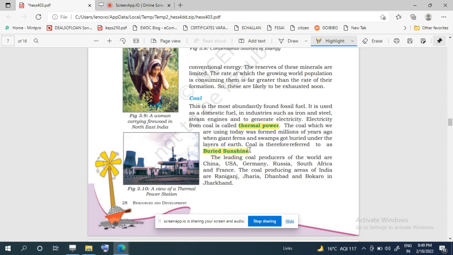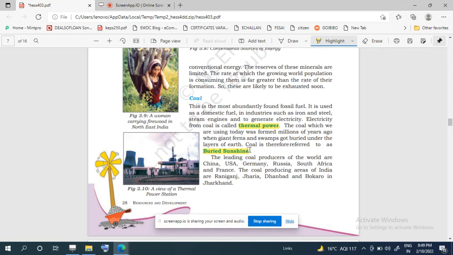So you can see coal is used for generating electricity. Coal is used as a domestic fuel. Coal is used in industries. Coal is used in steam engines. So it is just like sunshine.